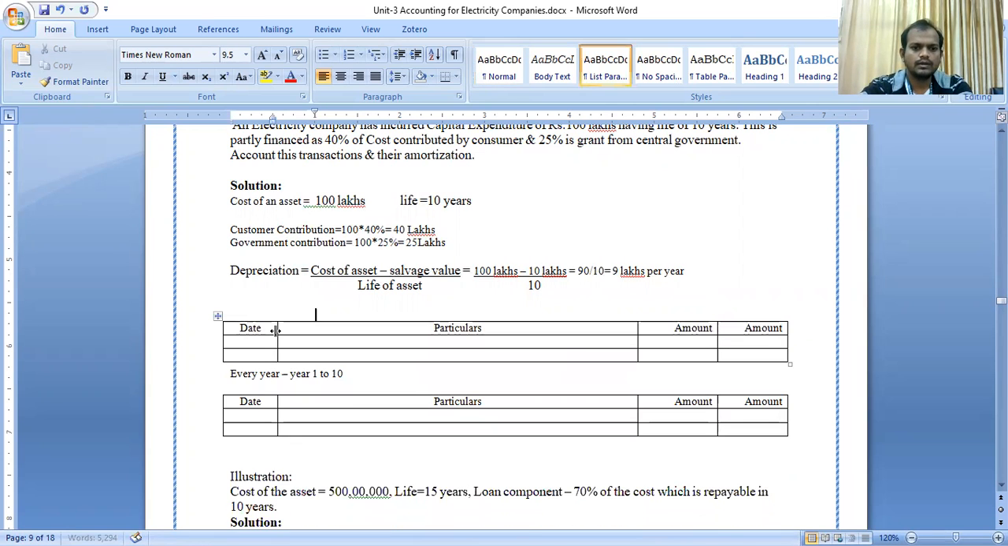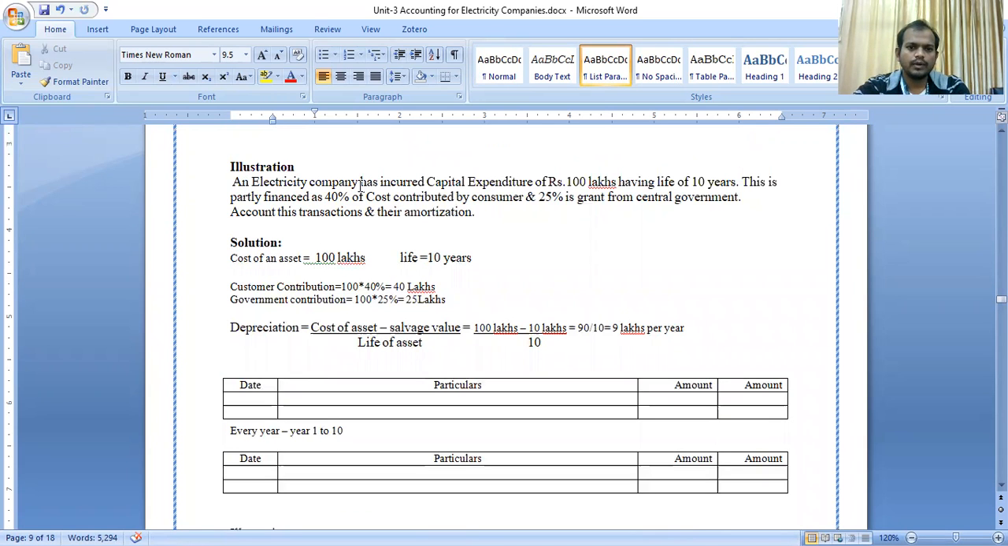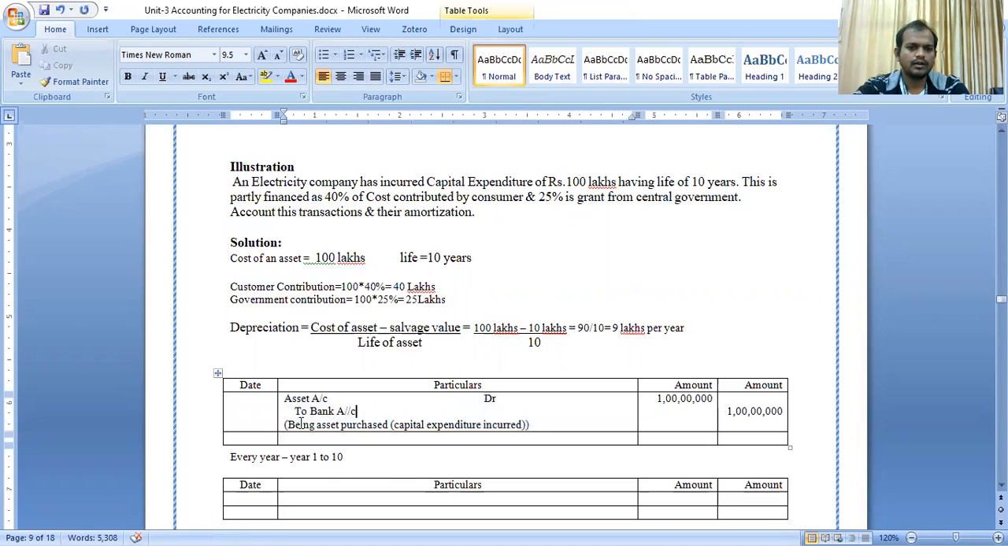Let's go with the generalization of these transactions. An electricity company has incurred capital expenditure of 100 lakhs in purchasing an asset. So, asset account debit to bank account, being asset purchased, capital expenditure is incurred, 100 lakhs.